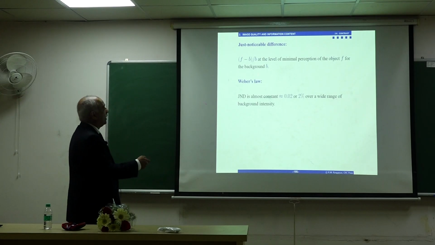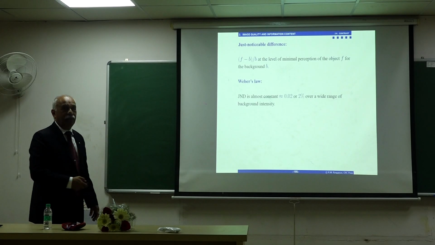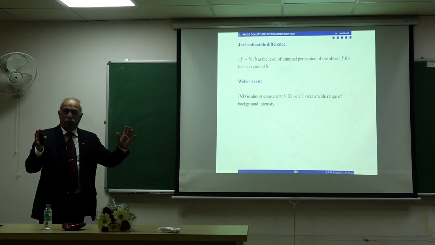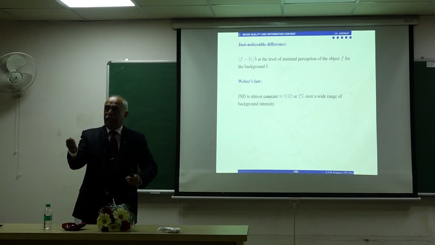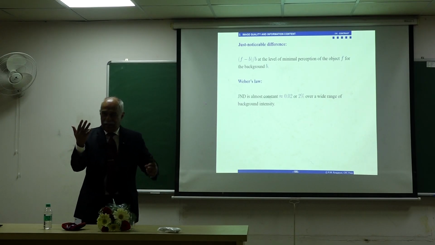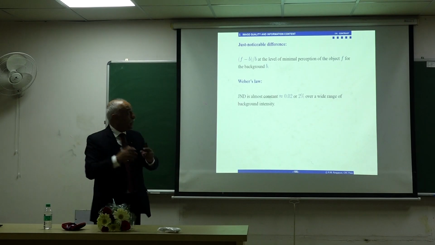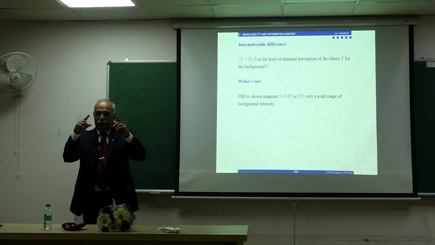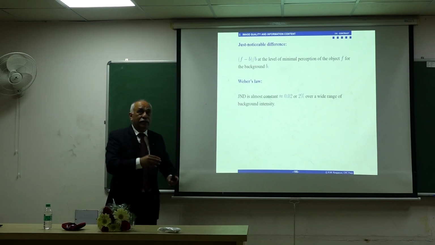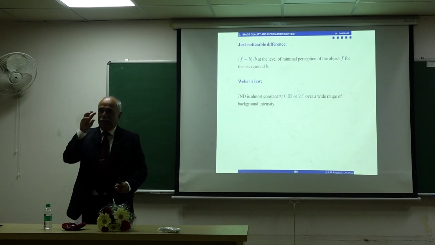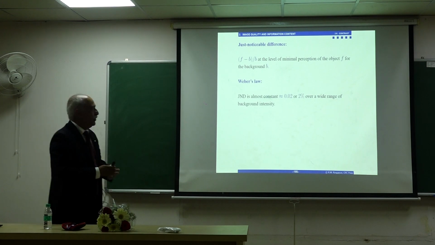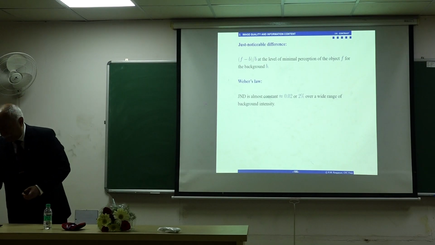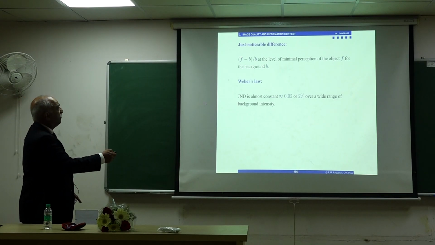There is Weber's law that says JND is almost constant at 0.02 or 2% over a wide range of background intensity. Of course, if you increase the light, you will see the difference. But there is a range of operation, and for a large range of the light, that is the background, the difference between the background and the object should be at least 2% for most of us to be able to perceive the object. And that is in terms of this f minus b over b.